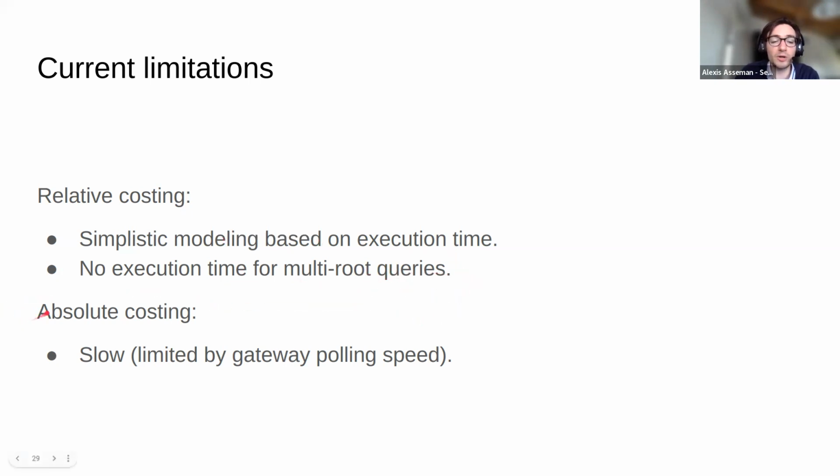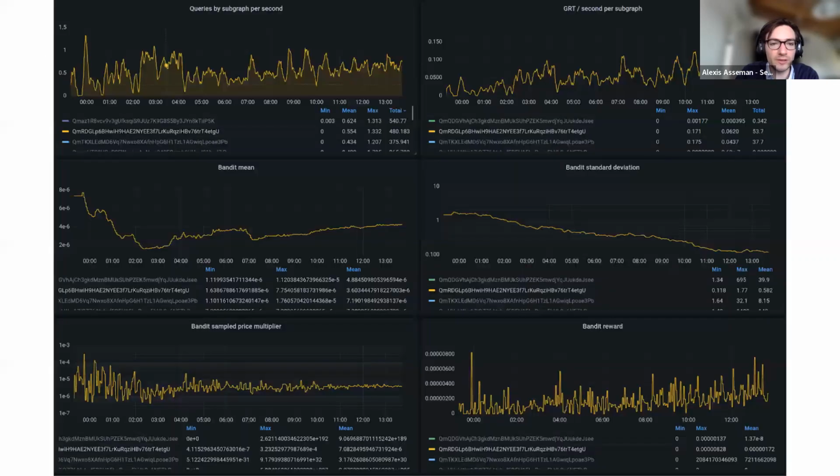And the problem with absolute costing is that it is a little bit slow. We're quite limited by the gateway's polling speed. That's why you can see here, for example, in that run, it took about between 6 and 12 hours to get to a satisfactory convergence on the pricing model.